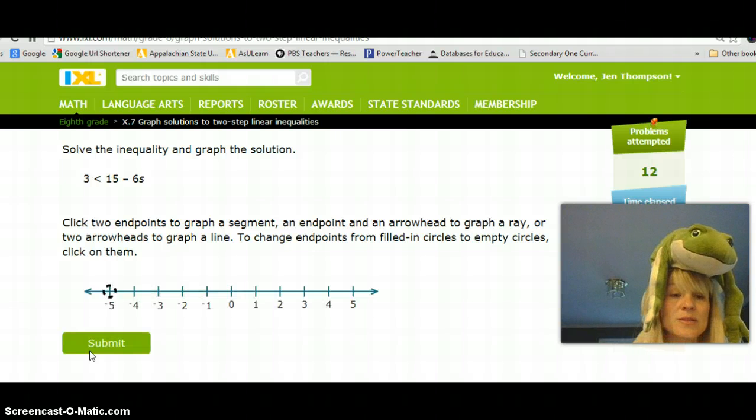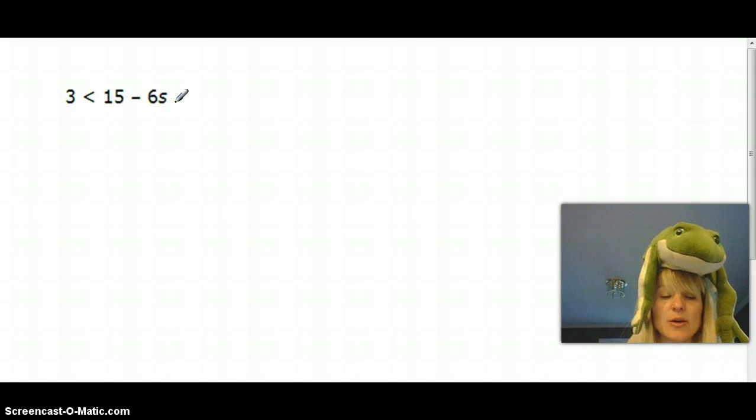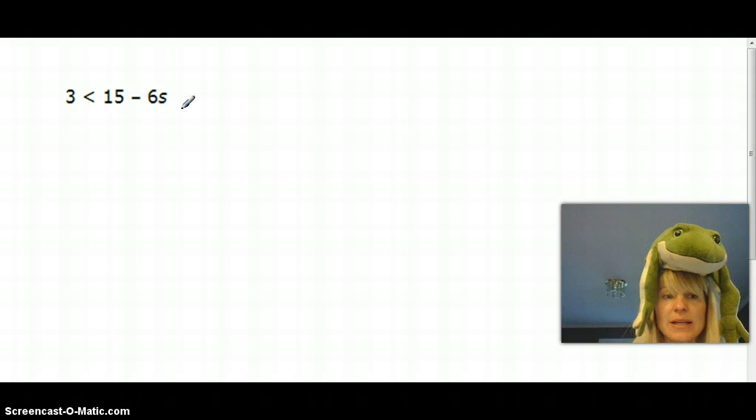Okay, now this one is one I want to look at as well. All right, so here I have the variable on the right side, so I need to get this stuff to go away. I have 15 minus 6 times s. Sometimes it helps if you will just say the equation out loud. 15 minus 6 times s, okay? So again, the multiplication we want to do second. So I have to get rid of +15. So the opposite of +15 is -15. So we'll do that here.